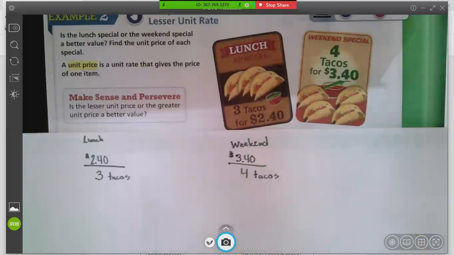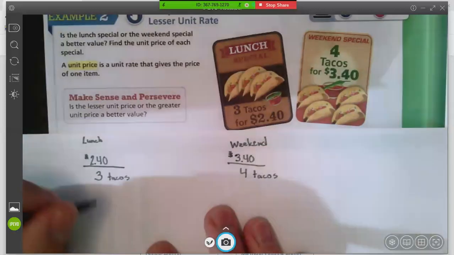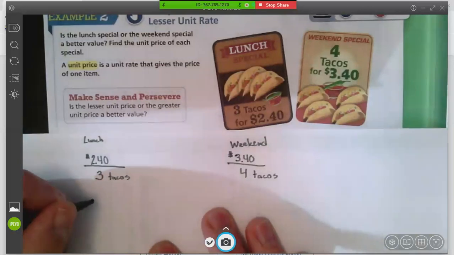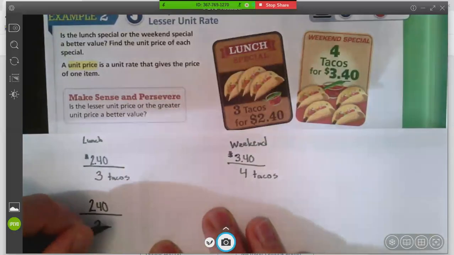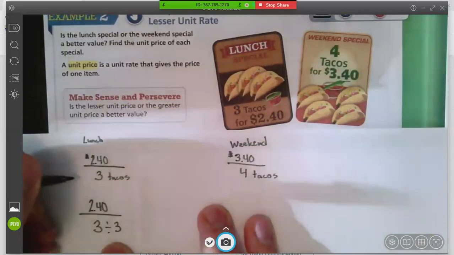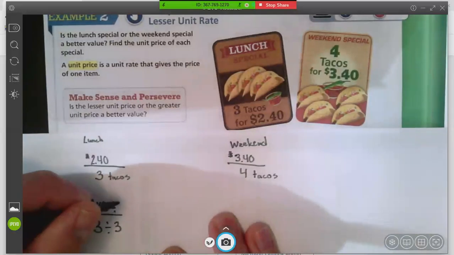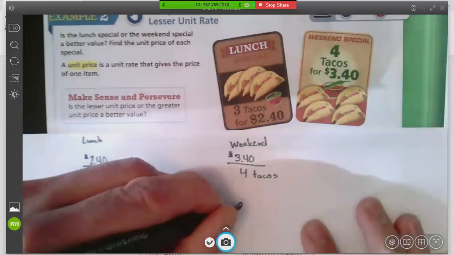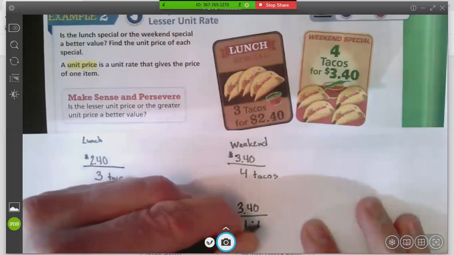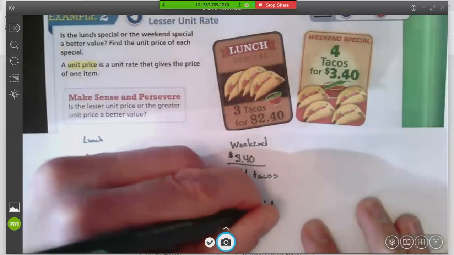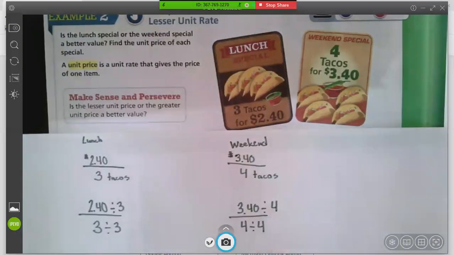Now, what do I have to do next? You do 4, have the ratio put together. You do 4 divided by 4, and then for the lunch you would do 3 divided by 3. Very good. And remember, whatever we do to the bottom term, we also have to do to the top term. So here we go. We're going to do $3.40 divided by 4 and 4 divided by 4. Okay.